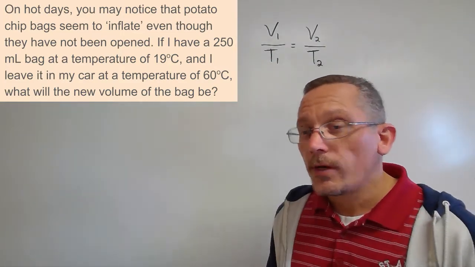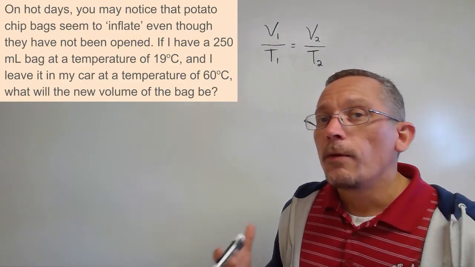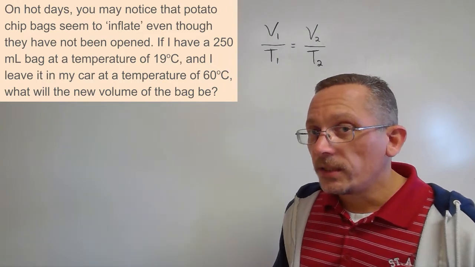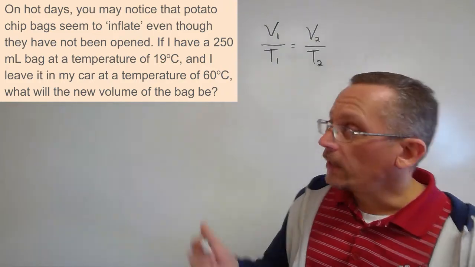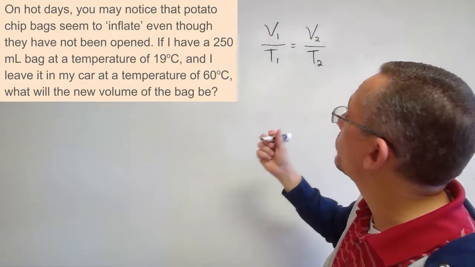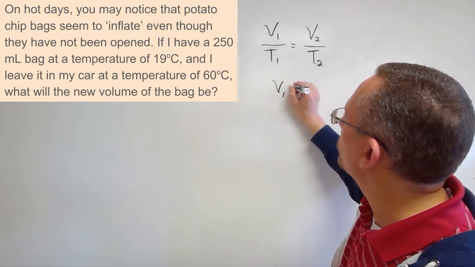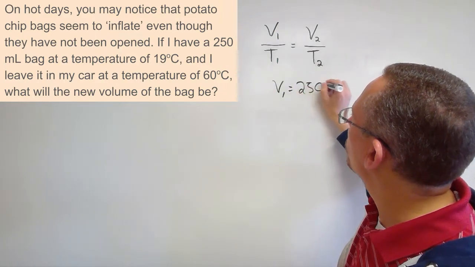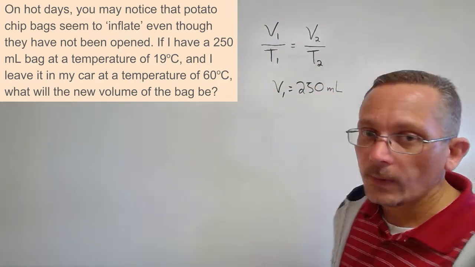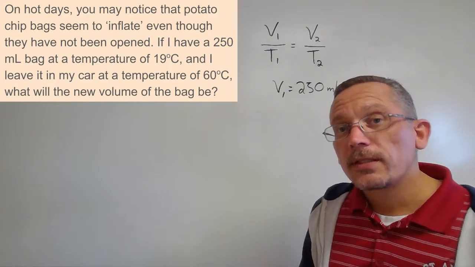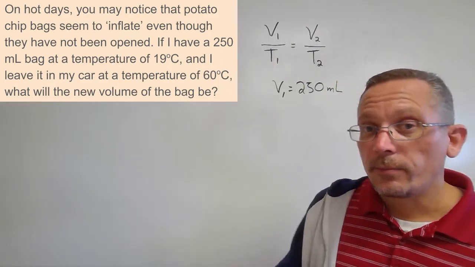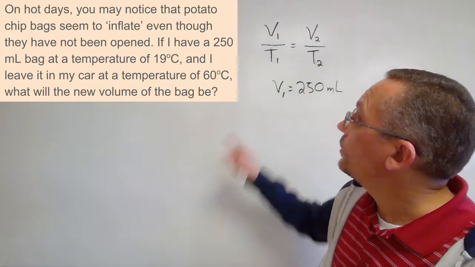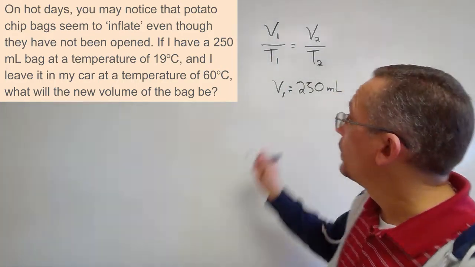Okay, so let's take a look. The first number I see in the problem says 250 milliliters. Now, milliliters tells me that's a volume. So this is the volume beforehand. It's V1. The next number I see says 19 degrees Celsius. That's a temperature, and this is the temperature before the gas changed. So that is T1.